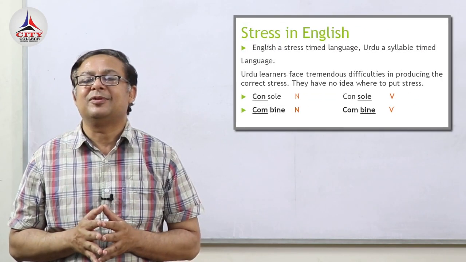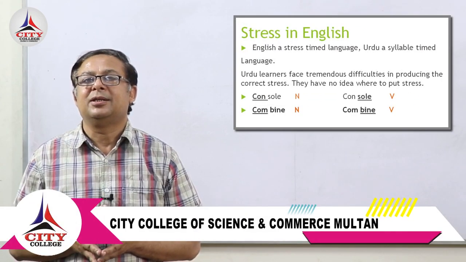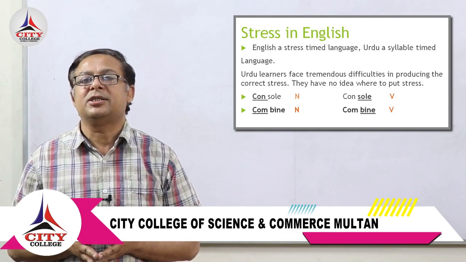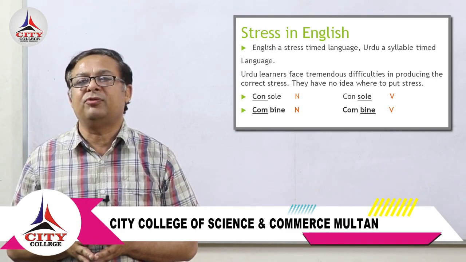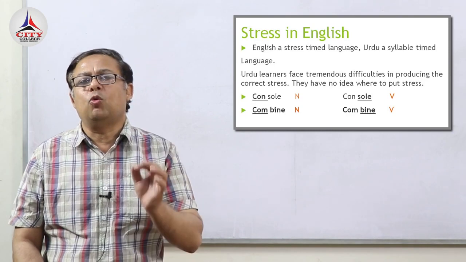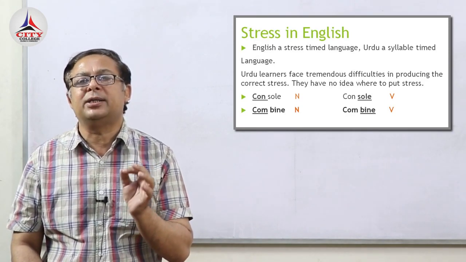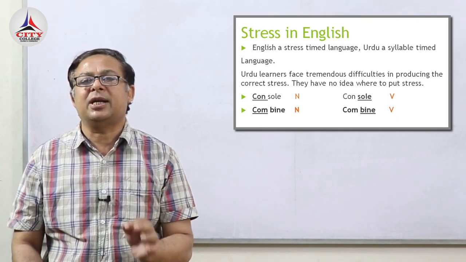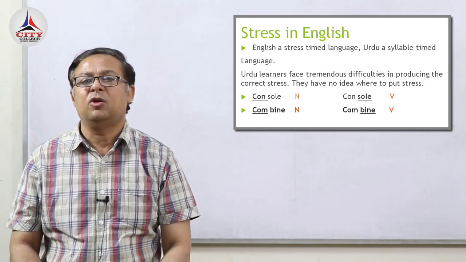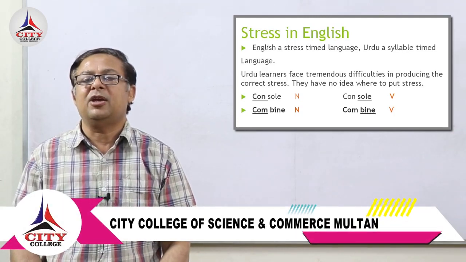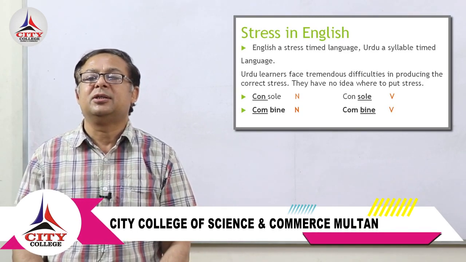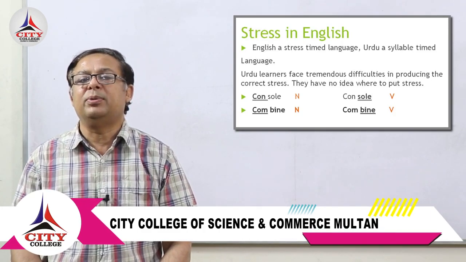So another thing which causes difficulties for Pakistani learners is stress. As I said earlier, English is a stress-timed language and Urdu is a syllable-timed language. Urdu learners face lots of difficulties in producing the correct stress, and they have no idea where to put stress. One of the most important pronunciation points in English is stress. Wrong stress may result in difficulty in comprehension. I would like to give you an example of two words here. One is "console". If the stress is on the first syllable, then it will be a noun. If the stress is on the second syllable, it will be a verb.